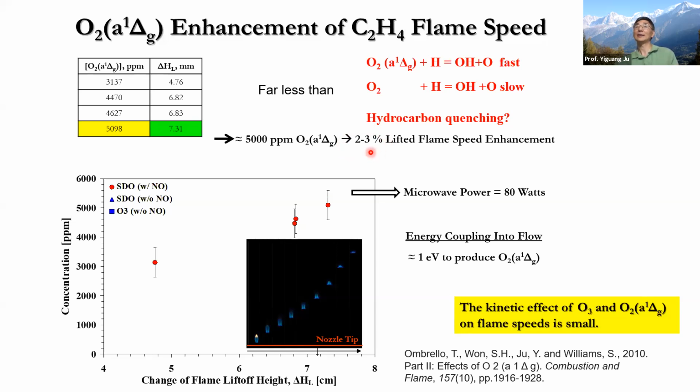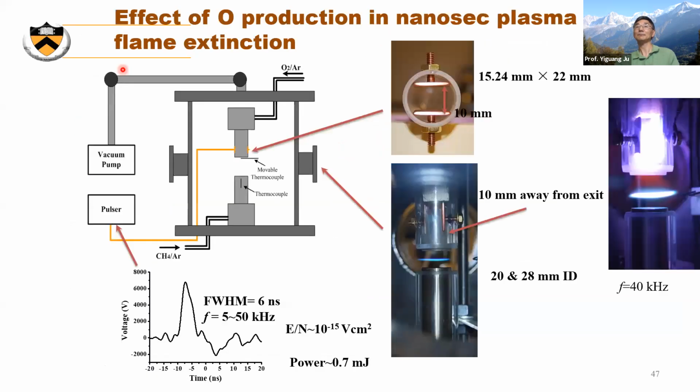Why? This is because at that elevated temperature, this O2 singlet is not stable. It will be quenched. So just using the kinetic rate constant to estimate flame speed is misleading. Again, it says that the plasma does have little effect in terms of flame speed because it doesn't change the chain branching reaction rate.